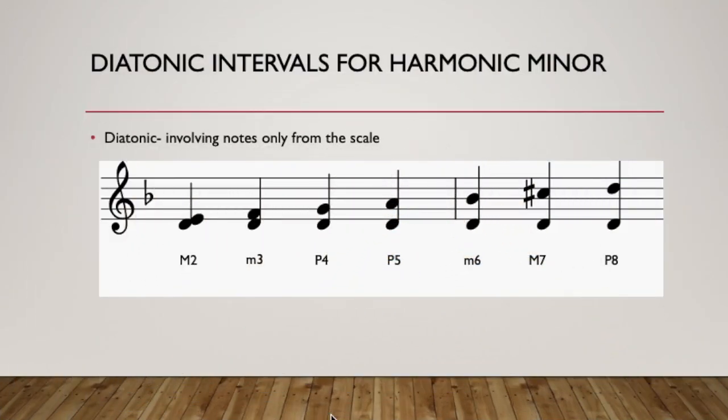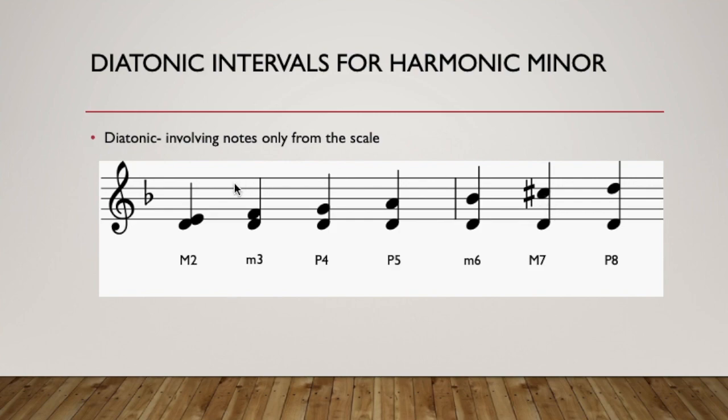Now let's look at intervals that arise when we go between pitches of a harmonic minor scale. These are called diatonic intervals because they involve notes only from the scale and no other notes. So notice how this is D minor. Each interval is starting from D. And we've included the raised 7th here because it's very common in music and it's borrowed from the harmonic minor as opposed to the natural minor.